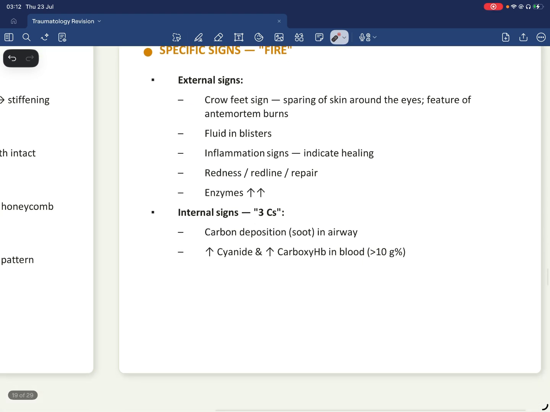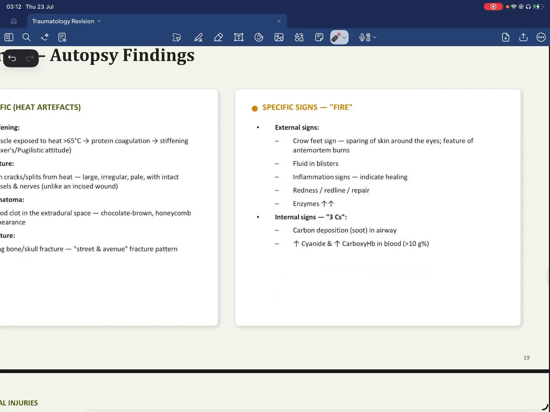Internal signs we have carbon deposition or soot in the airway, increase in cyanide, and increase in carboxyhemoglobin in blood more than 10 gram percent.